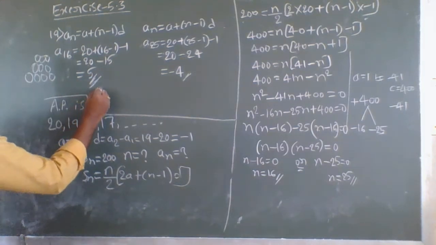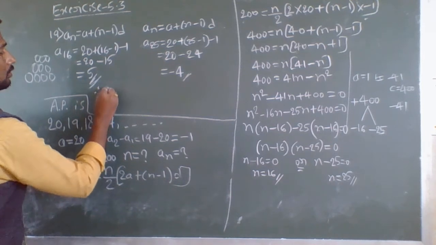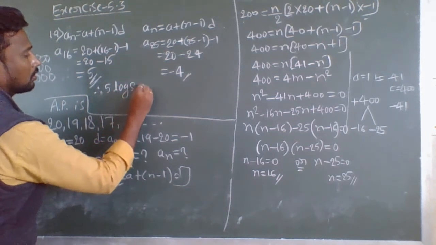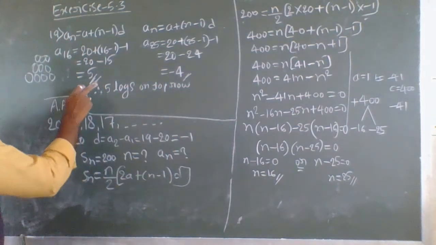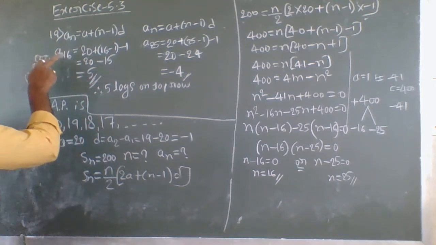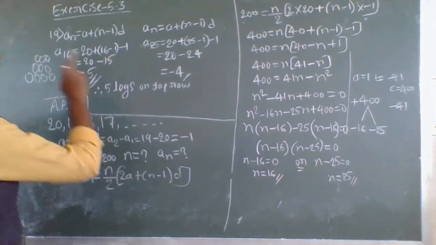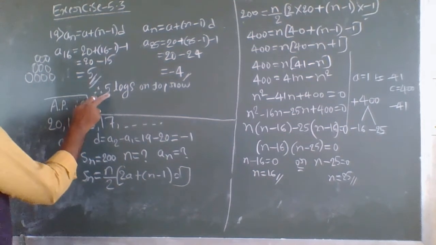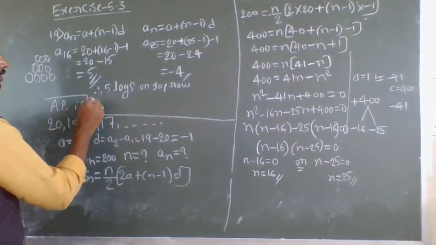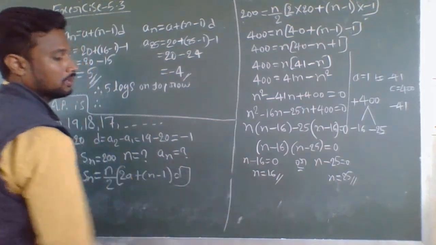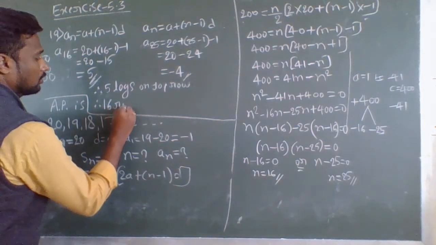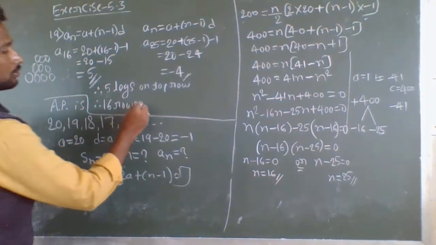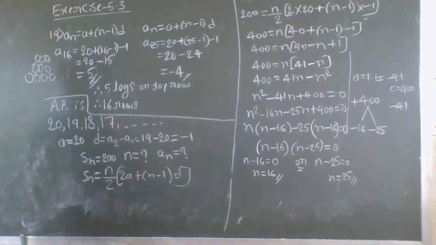There are 5 logs, therefore here I will write 5 logs on top row, and we got this value 5 by considering the n value as 16. Therefore I will consider n value as 16 only. If n value is 16, what is that n? There are 16 rows, number of rows, used to store the 200 logs.